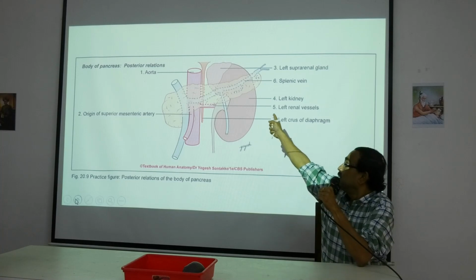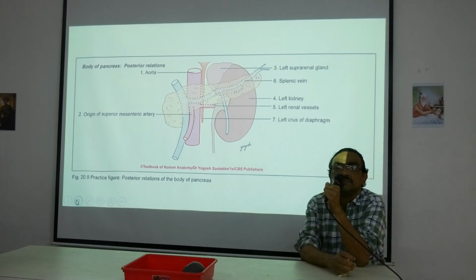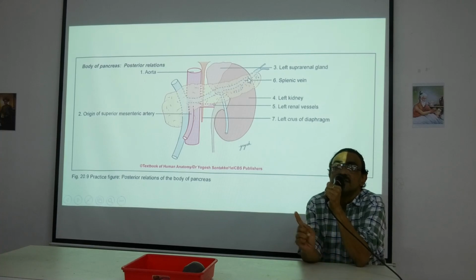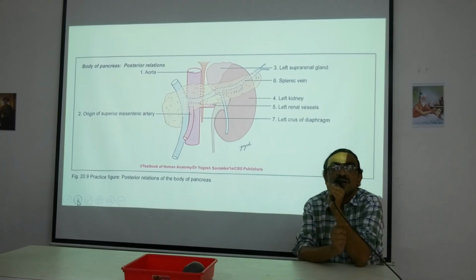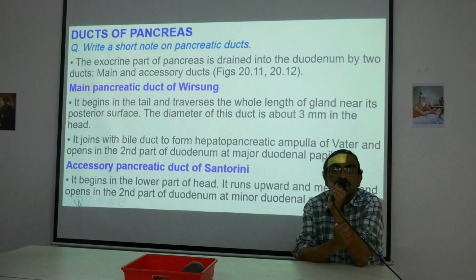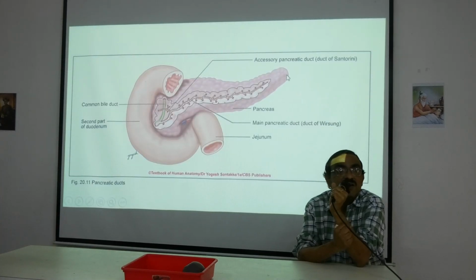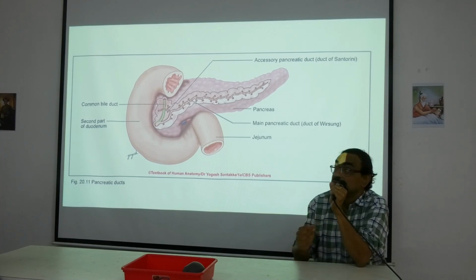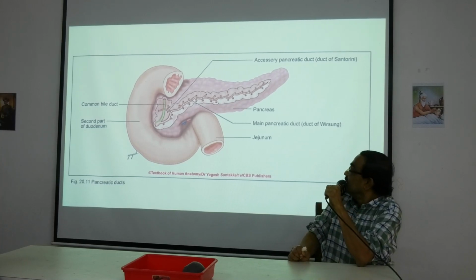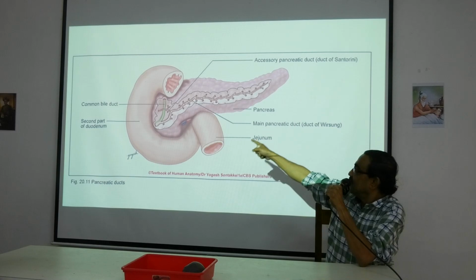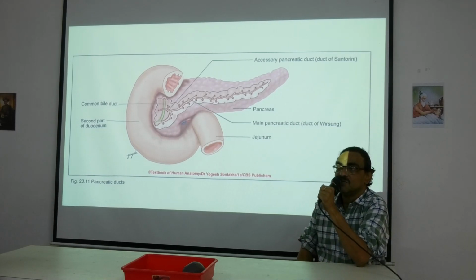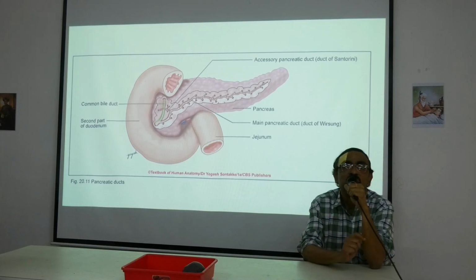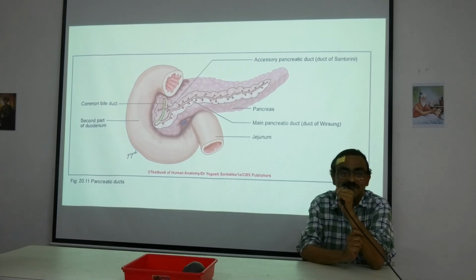Now about that, what is the importance of the tail of the pancreas? I told you this pancreas is a mixed gland. That means it has got an exocrine component and an endocrine component. If we can see, this is the exocrine component which resembles the fish bone of the herring fish.